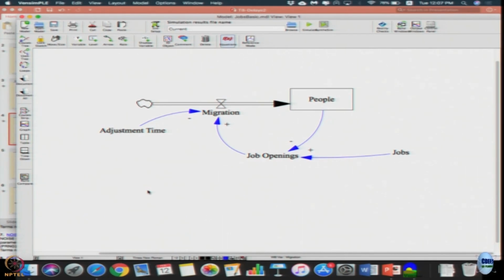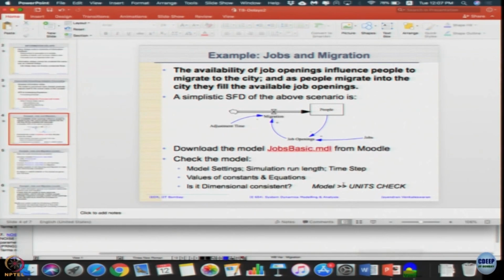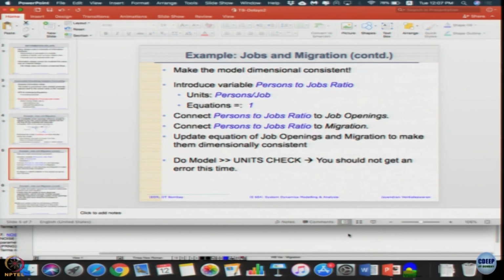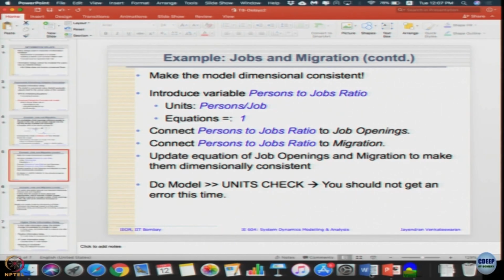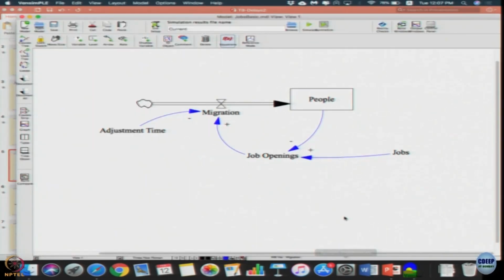Now, this is the model we have. Let's see what we have to do to change it, and then I will show how to change it. So now we have to make the model dimensionally consistent. Let us introduce a variable called persons to job ratio. Unit is persons by job. Let us introduce a new variable and connect it to people, to job openings and to migration, so that now I can make it dimensionally consistent. So I am going to introduce a people to jobs ratio.